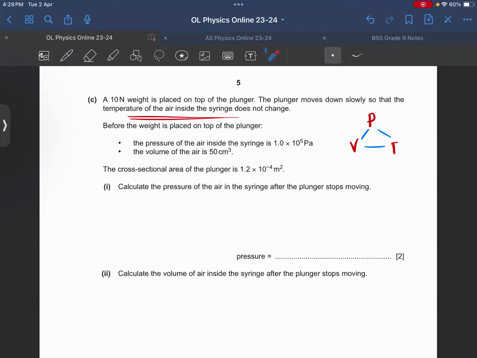Okay. Now see what he gave me. He gave me the force, the weight that is going to be kept on the plunger, and he gave me the area. So simply by using pressure equals force upon area, I can apply this formula and find out how much pressure this weight applies on the syringe, and that's also going to be the pressure of the air, right? So if I just use P equals F over A, F is 10, A is 1.2 into 10 to the negative 4.